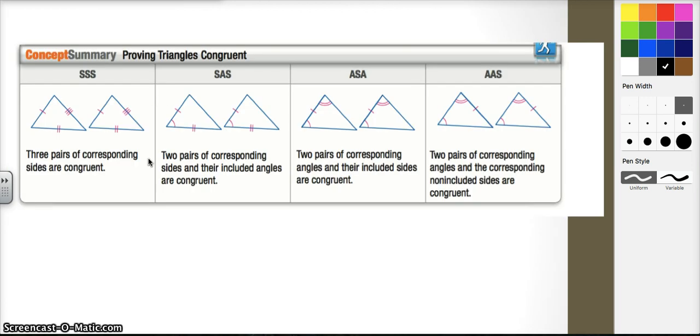Before we go, let's just do a quick review of the different ways that we currently have to prove that triangles are congruent. So we've got the SSS postulate, SAS postulate, ASA, and the AAS. All right, so keep these in mind as we continue to move forward and prove triangles congruent.